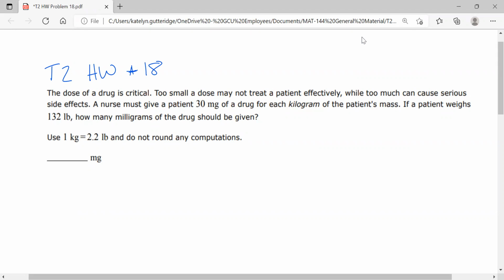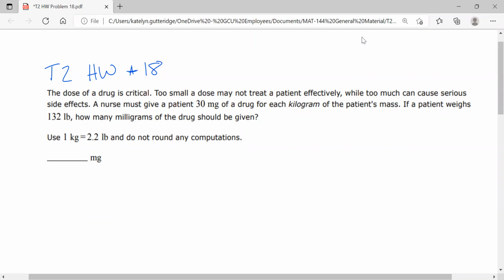All right, so in our problem, we have the dose of a drug is critical. Too small a dose may not treat a patient effectively, while too much can cause serious side effects. A nurse must give a patient 30 milligrams of a drug for each kilogram of the patient's mass. If a patient weighs 132 pounds, how many milligrams of the drug should be given? 1 kilogram equals 2.2 pounds, and do not round any computations.